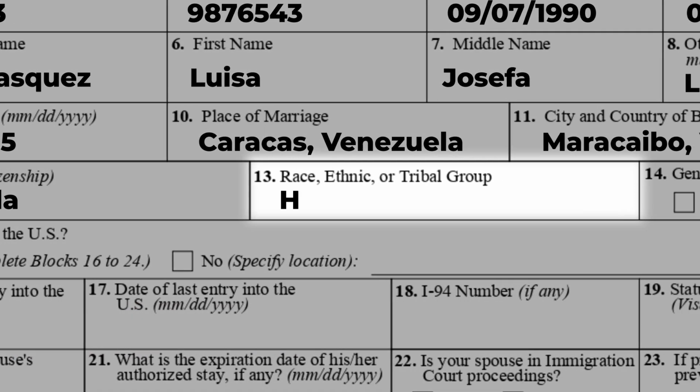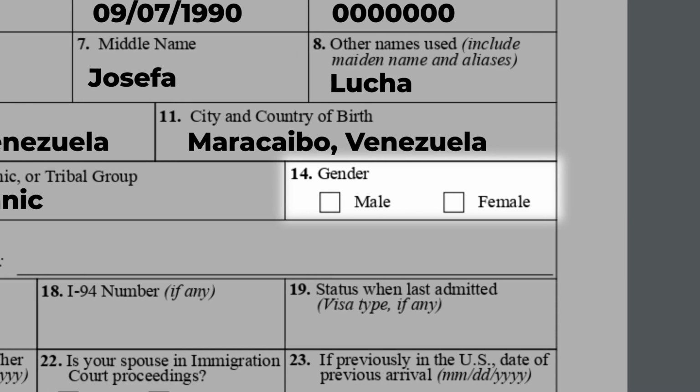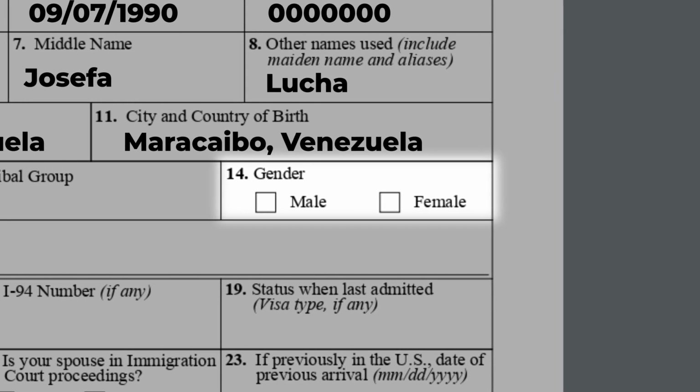All right, at 13, we've got the thing about race or ethnic or tribal group, like we discussed earlier for you. So, provide this information for your spouse, going by whatever your spouse considers their race or ethnicity to be, or if they've got a tribal affiliation, their tribe. Then, over at 14, check the appropriate box to indicate your spouse's gender. Male is on the left, and female is on the right.